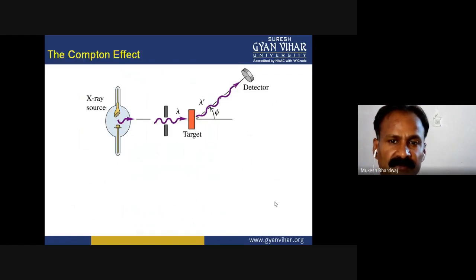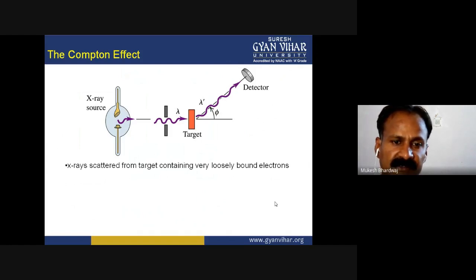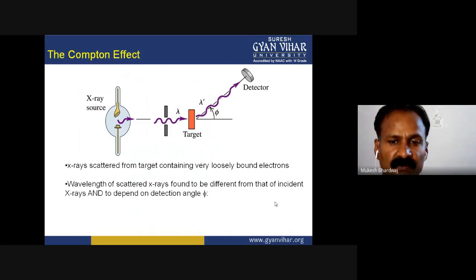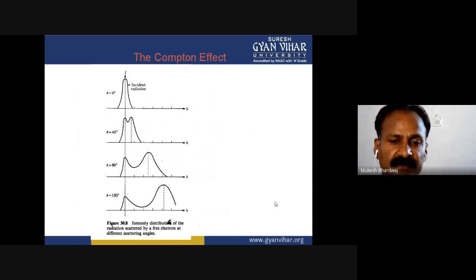Now the Compton effect: X-ray source, target, detector. X-rays are scattered from a target containing very loosely bound electrons. The wavelength of the scattered X-ray is found to be different from that of the incident X-rays and to depend on the detection angle phi. Lambda dash minus lambda is equal to h upon m_e c times (1 minus cos phi). The intensity distribution of the radiation scattered by free electrons is shown for different scattering angles.